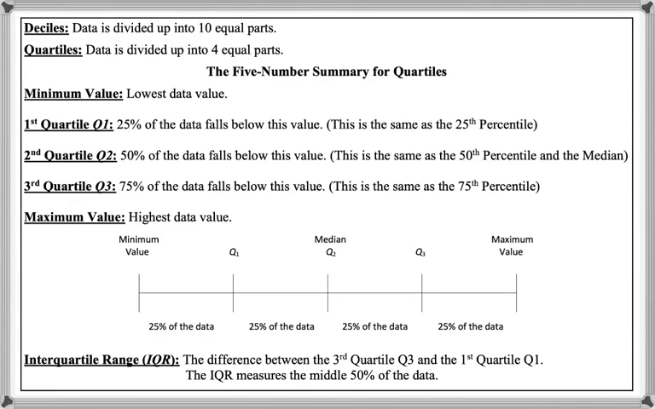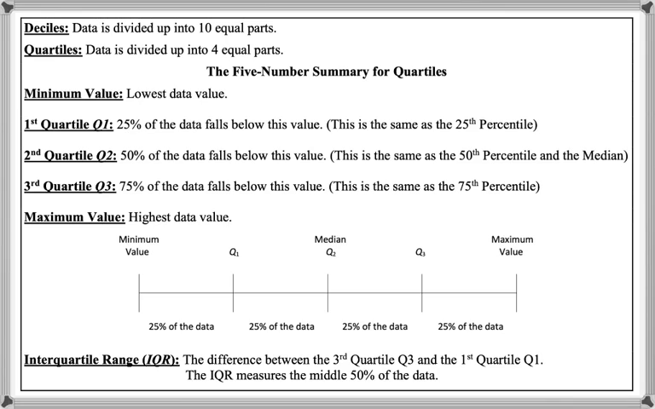So percentiles divide up the data into 100 equal parts. Deciles divide up the data into 10 equal parts. And quartiles divide up the data into 4 equal parts. We're not going to talk very much about deciles, but we are going to talk quite a bit about quartiles. And we have something called the 5-number summary for quartiles.